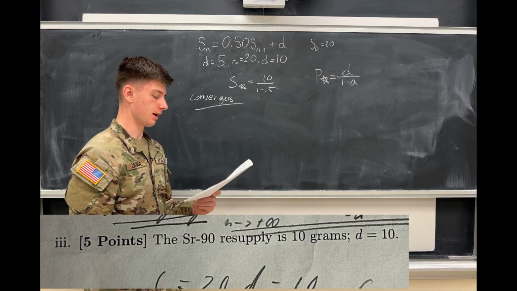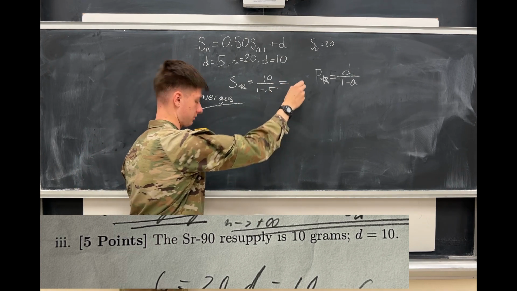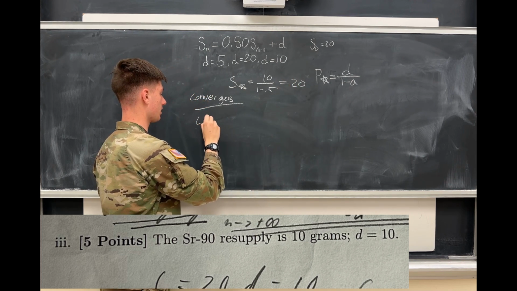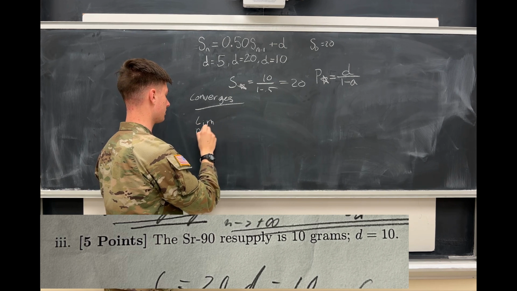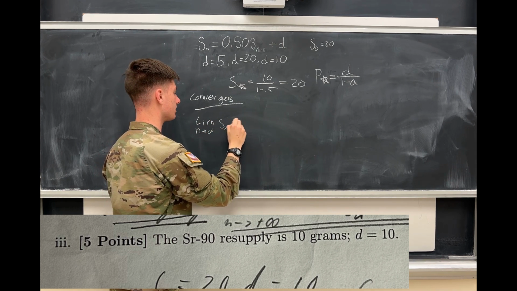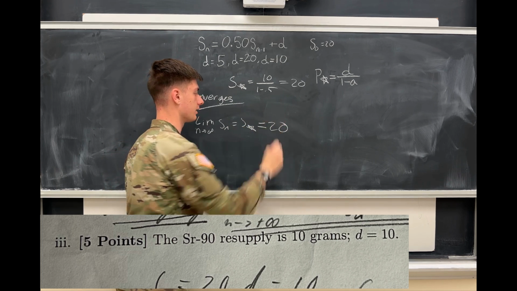Write that down. And then put that in your calculator, right? We know that equals 20. To do the limit, we're going to say again, the limit as n approaches infinity of S sub n equals S star, which is therefore equal to 20.